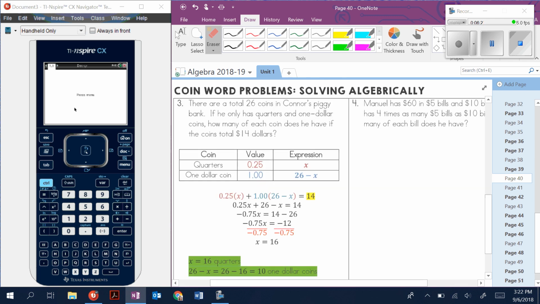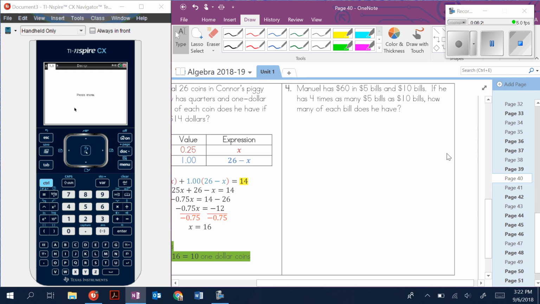Okay, let's look at question number 4. Manuel has $60 in $5 bills and $10 bills. If he has 4 times as many $5 bills as $10 bills, how many of each bill does he have? Okay, I want you to take a minute now. You've seen 3 questions already with the setup. Try to set this little chart up. Pause the video.